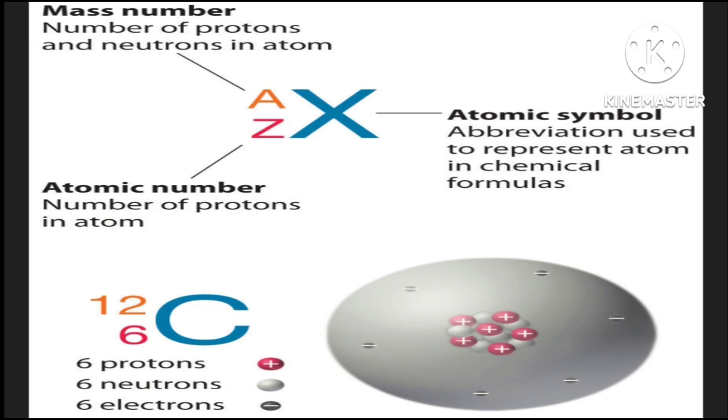We can take the example of carbon. Carbon-12, 6. 6 shows the atomic number, which means the number of the protons. And to calculate the mass number, we can apply the formula that is equal to the number of protons plus the number of neutrons. So this is the symbolic representation to express any element.